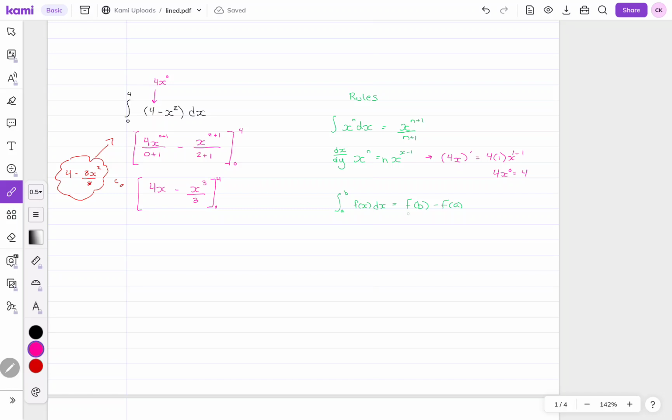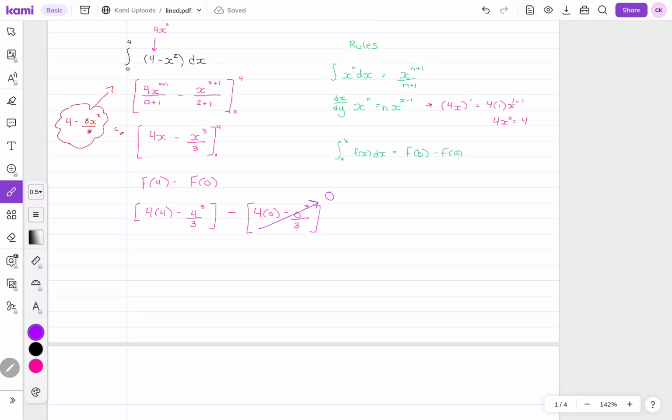All right, so now we need to evaluate this, and we're going to go the second value minus the first value. So we're going to go f at 4 minus f at 0. So we're going to do 4 times 4 minus 4 cubed over 3, minus the f of 0 part. Well, this is really nice because 4 times 0 is 0, and 0 divided by anything is 0. So we just have to focus on this side first.